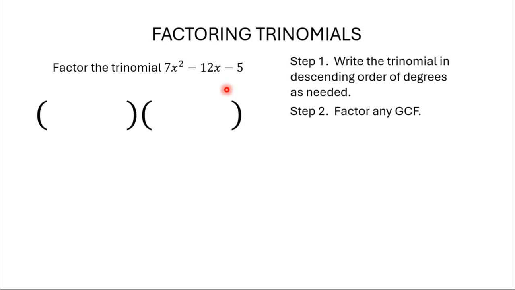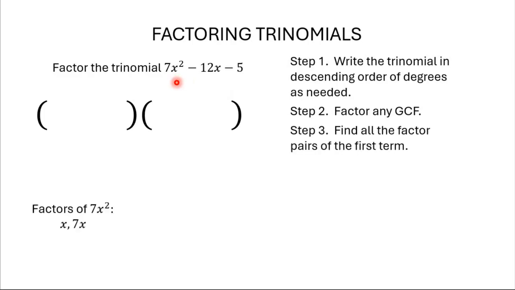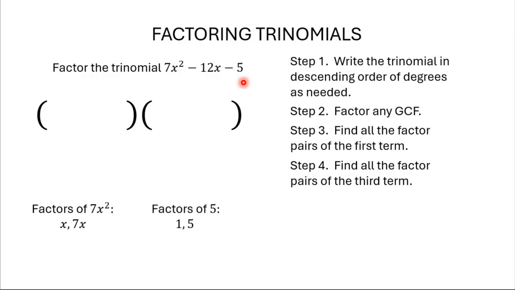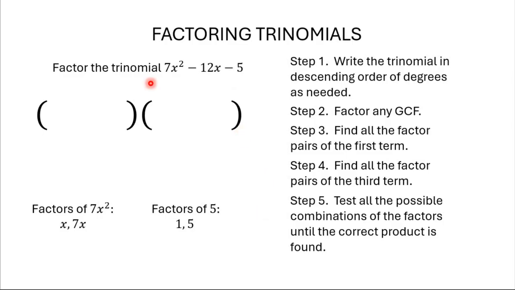Alright, so the binomial factors I'll find by finding factors of the first term. Factors of the first term are x and 7x. I'll find factors of the last term. Factors of the last term are 1 and 5. And then I try to find all the combinations that could possibly give me this trinomial. So I'll try the x and the 7x like this with a positive 1 and a negative 5. I know they have to have opposite signs because the constant is negative. Whenever the constant is negative, the two last terms will have opposite signs.